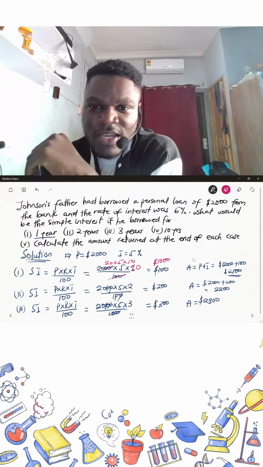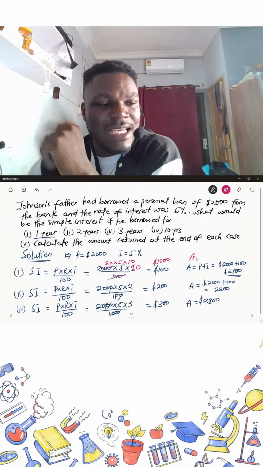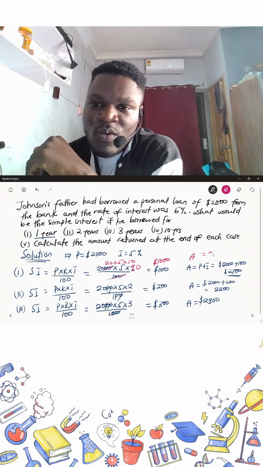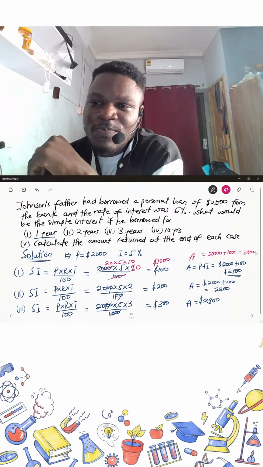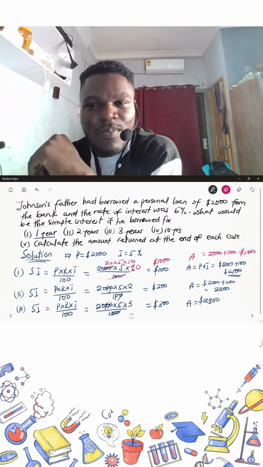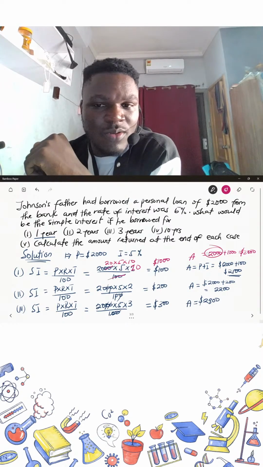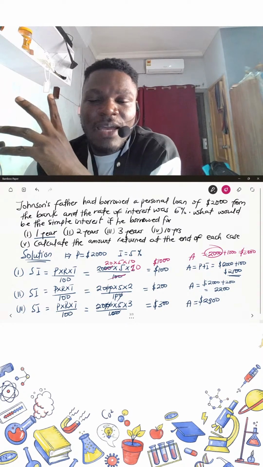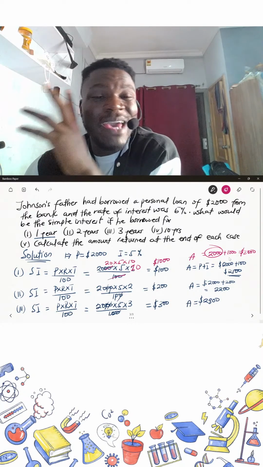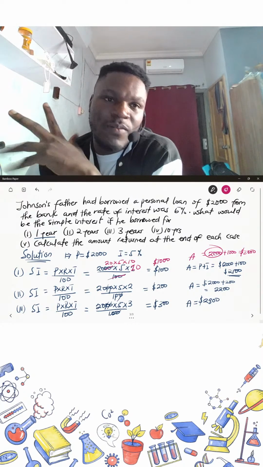$1,000 over here. So which means that for the 10 years, the amount that he will pay will be $2,000 plus $1,000, and that will be $3,000. Are we okay? So it means that if he borrowed $2,000, or the amount of money that he borrowed, if it's for 10 years, he will pay half of it at the end of the 10 years.